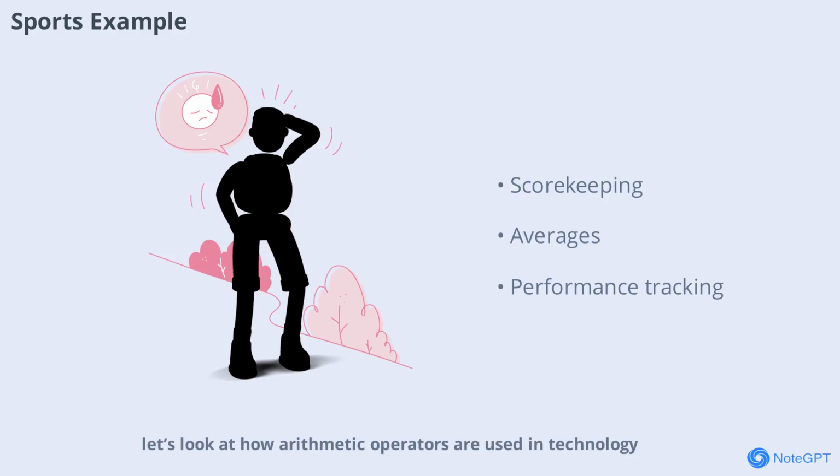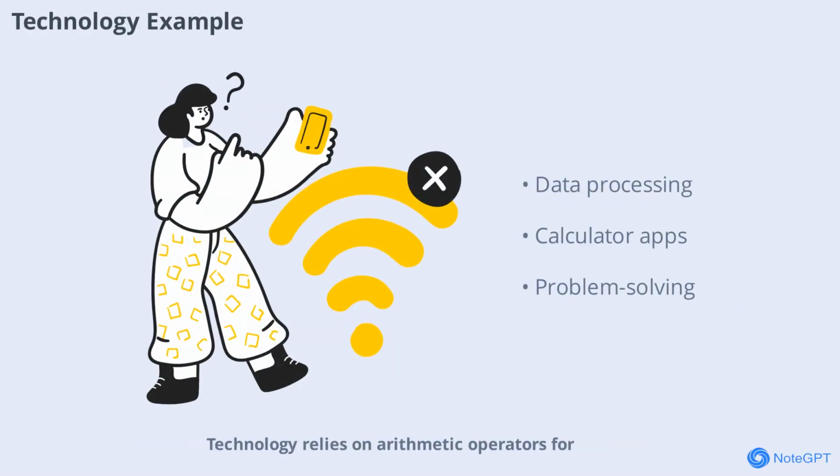Now, let's look at how arithmetic operators are used in technology. Technology relies on arithmetic operators for everything from simple calculations to complex algorithms. Computers use these operators to process data, run programs, and solve problems. For example, your calculator app uses arithmetic operators to add, subtract, multiply, and divide numbers instantly. Understanding these basics is key to working with technology.